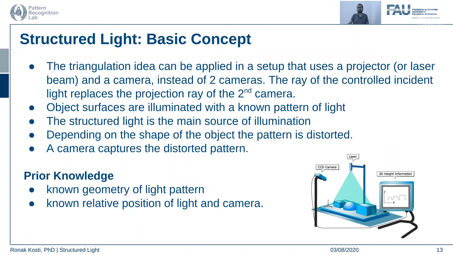The object surfaces will be illuminated by this light source through the known pattern of the light. In the case of a laser, it's a single beam of light that spans across the image. This structure of light is the main source of light, and the camera will be able to capture that. Depending on the shape of the object, the pattern is distorted if you move this beam of light along one direction to capture different shapes of the object.